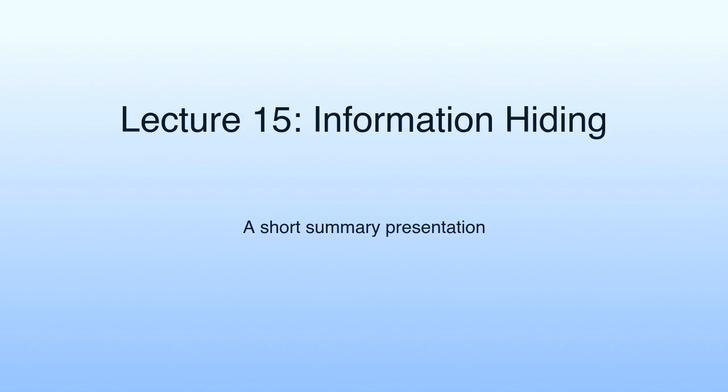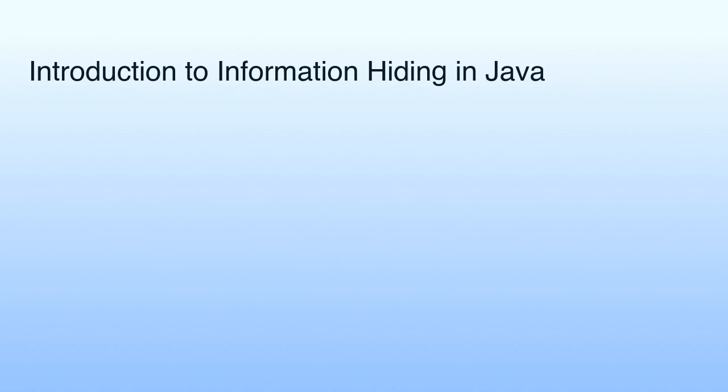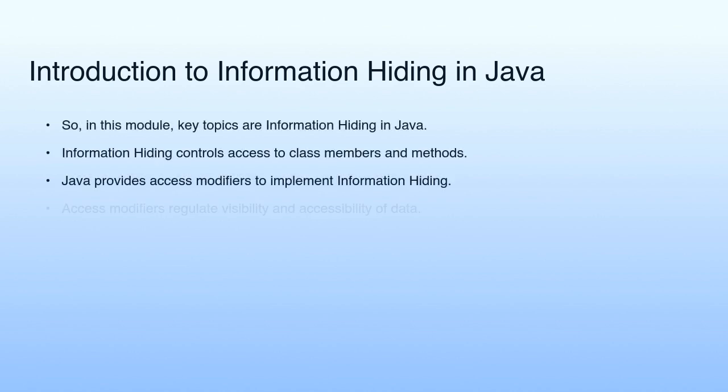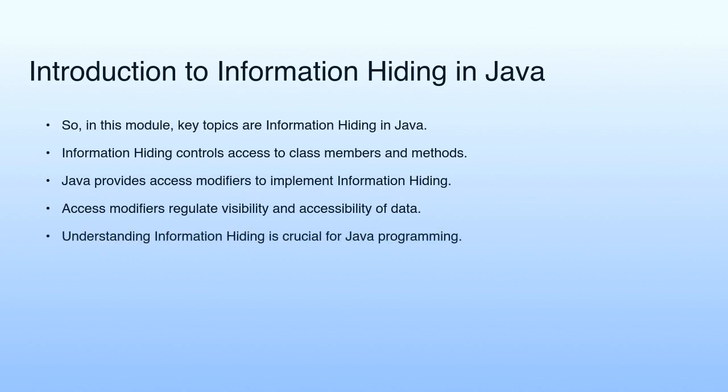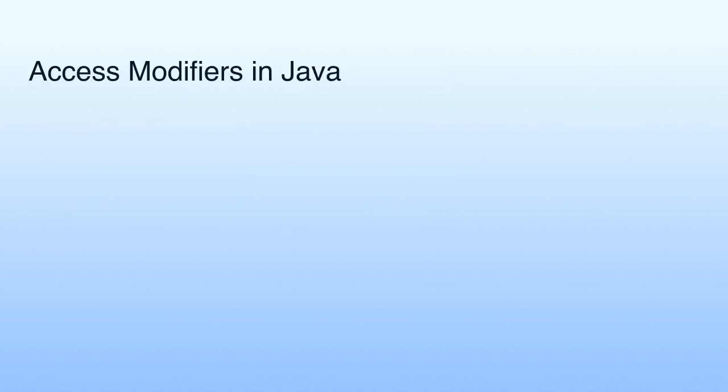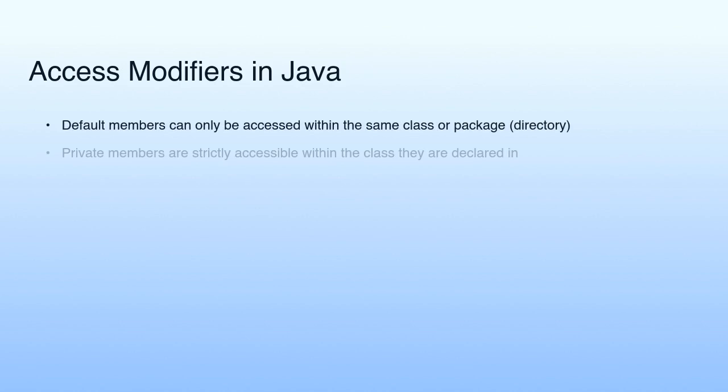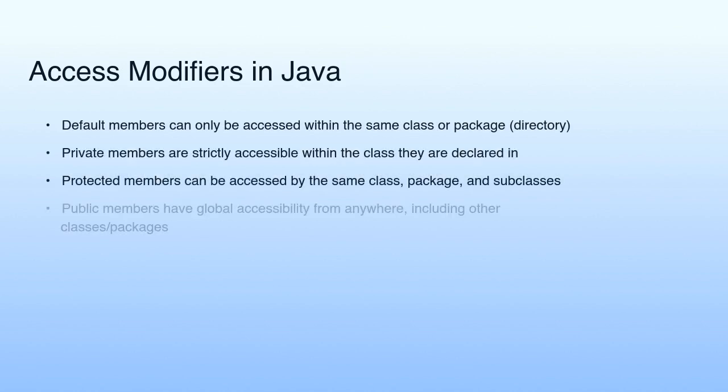Lecture 15 Information Hiding. In this module, we will explore the concept of information hiding in Java, which controls access to class members and methods through the use of access modifiers that regulate visibility and accessibility of data. Java provides 4 access modifiers: default, private, protected, and public.